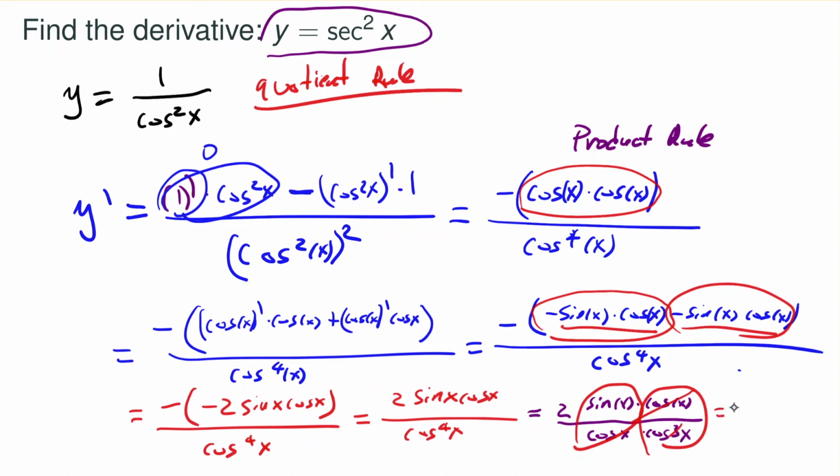So what I have left as a final answer is 2 times tangent x. And here again, I have 1 over cosine square x, which is secant square x. So this is the final derivative. This is the derivative of this function.